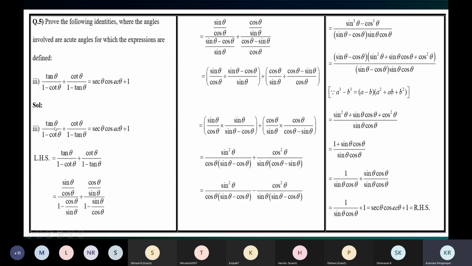So children, we need to prove that tan theta by 1 minus cot theta plus cot theta by 1 minus tan theta is equal to secant theta cosecant theta plus 1. Okay, this is what we have to prove. So let's take up the left hand side. I've done it in two ways because tan and cot are related.